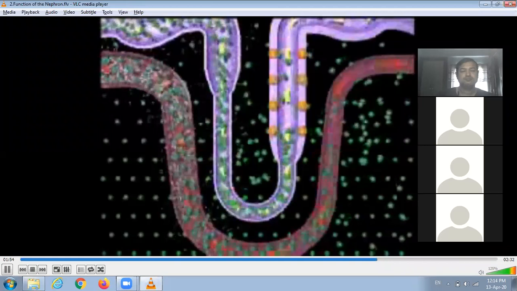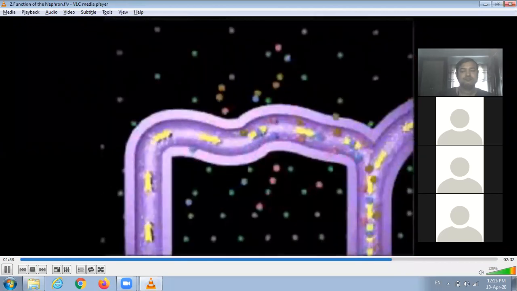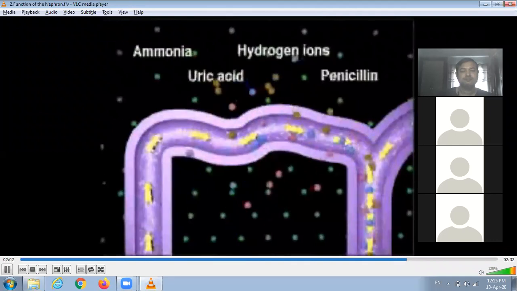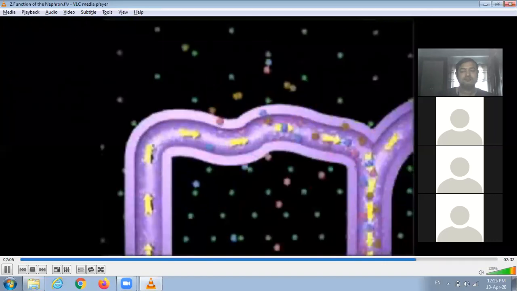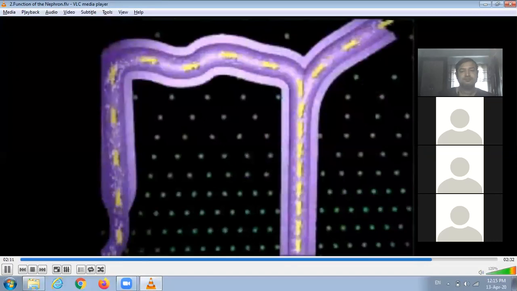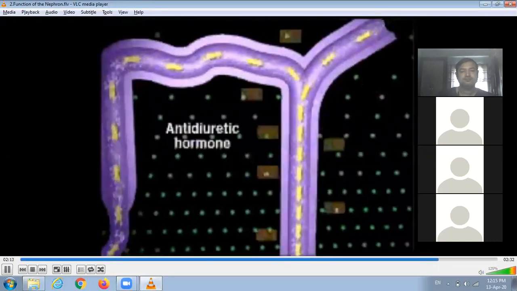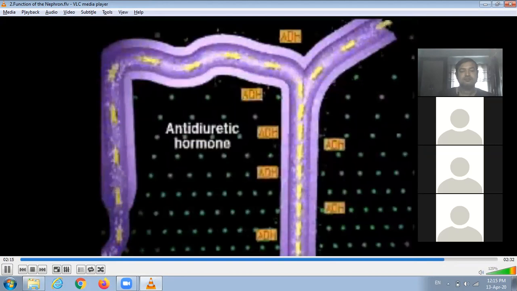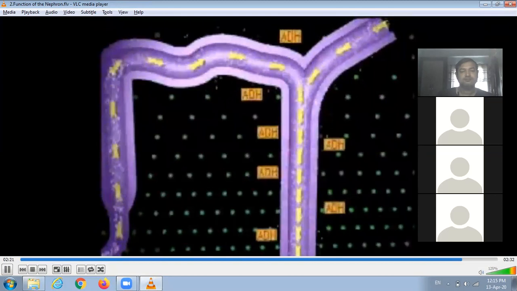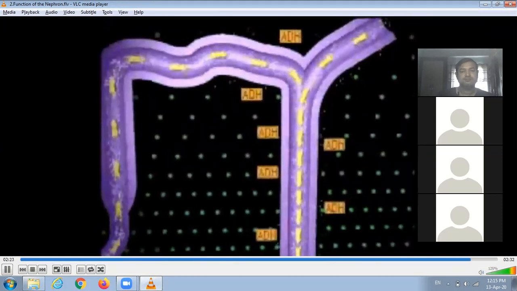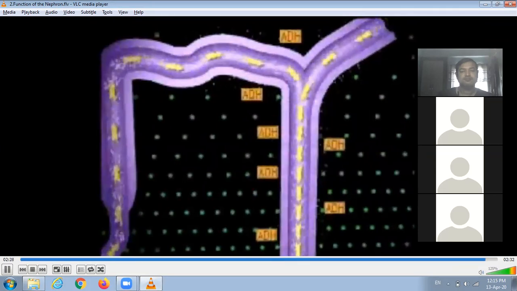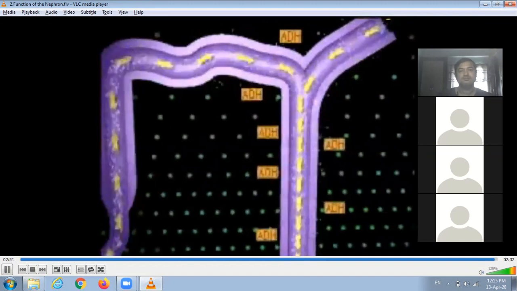In the distal convoluted tubule, secretion occurs. In some ways, ammonia, uric acid, hydrogen ions, and penicillin are secreted from blood vessels into the renal tubule. If concentrated urine must be produced because of low fluid levels, antidiuretic hormone acts on collecting duct lining cells, the tube section after the distal convoluted tubule, promoting water movement from filtrate into interstitial space because of the osmotic gradient established and maintained by fluid and solute movement associated with the loop of Henle.